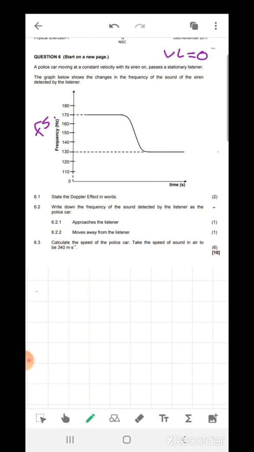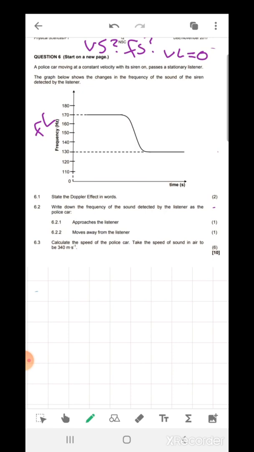Do we have the velocity of the sound source? No, we don't. Do we have the frequency of the listener? Siren detected. Sorry, I made a mistake. It says here, frequency of the sound of the siren detected by the listener. So that is actually the frequency of the listener. Sorry, my bad. Which means we don't have Fs. And yeah, V is just 340.